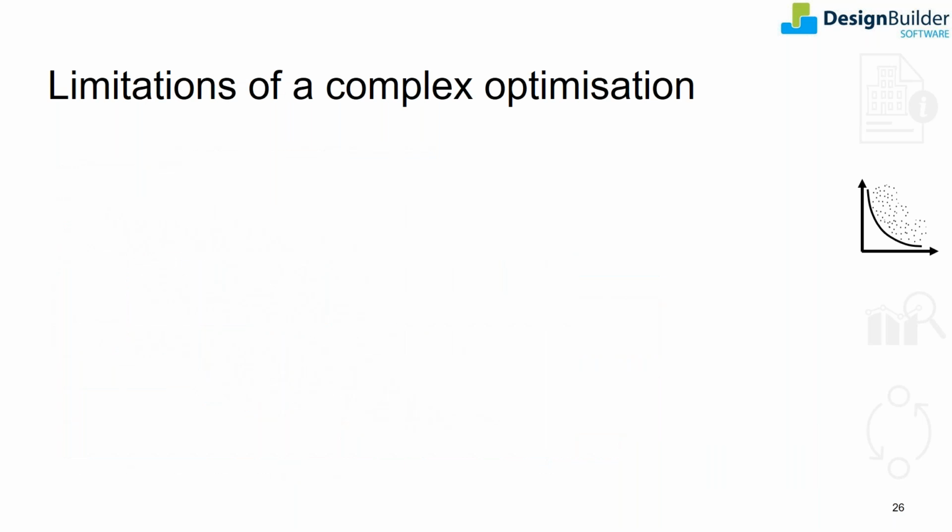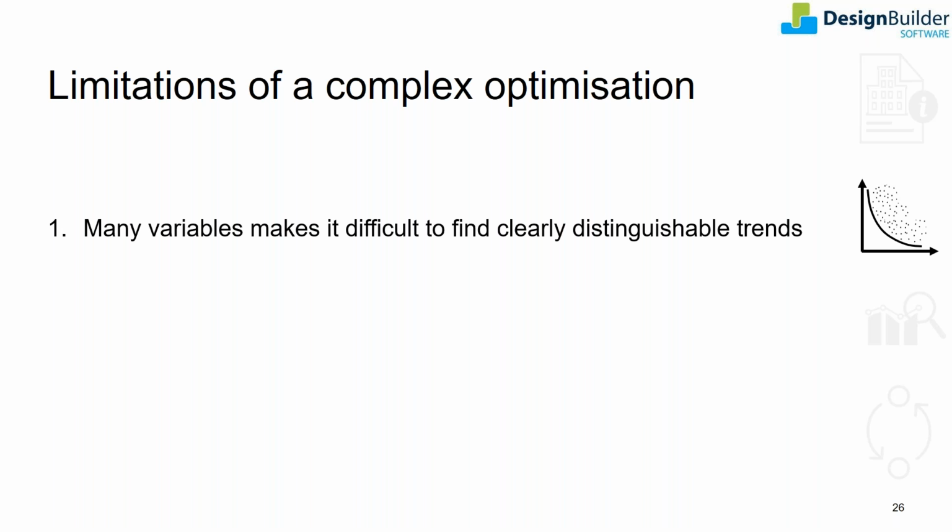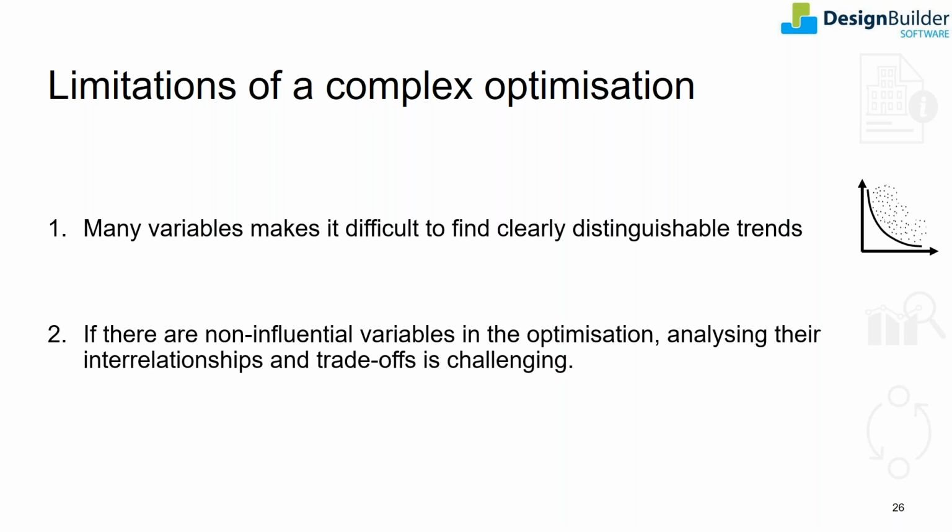So besides the computational effort, the two main drawbacks of analyzing complex optimization results are that first, in this optimization, 12 design variables, each with numerous options, were selected. It was difficult to find clearly distinguishable trends for every variable. Some variables that might not have a significant influence make the assessment of relative importance of other important variables difficult.